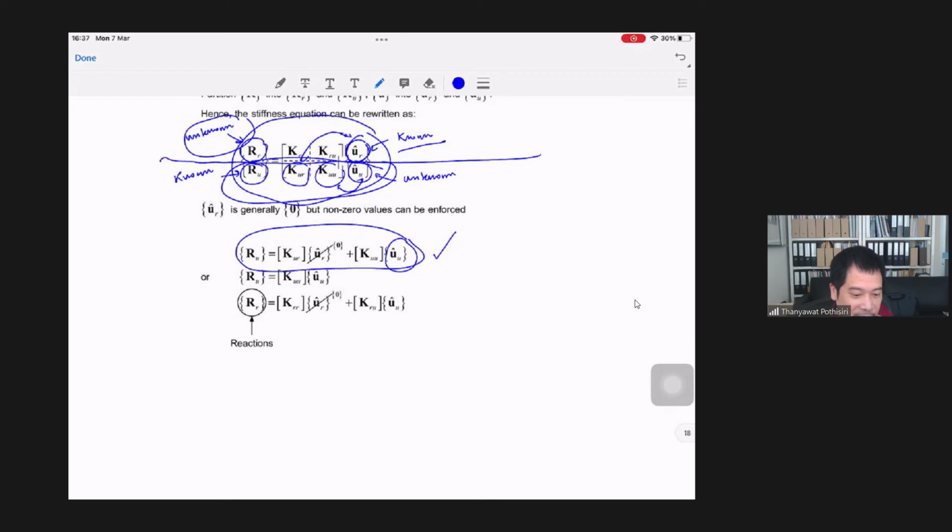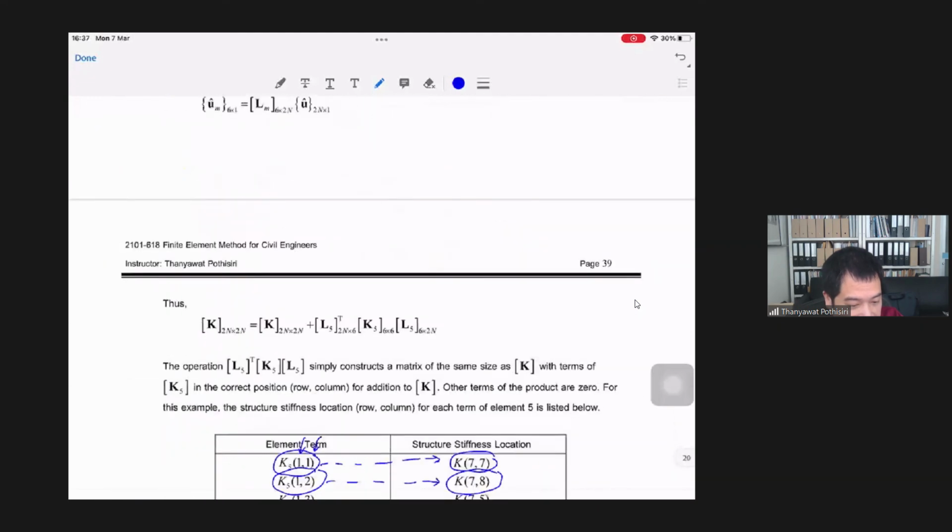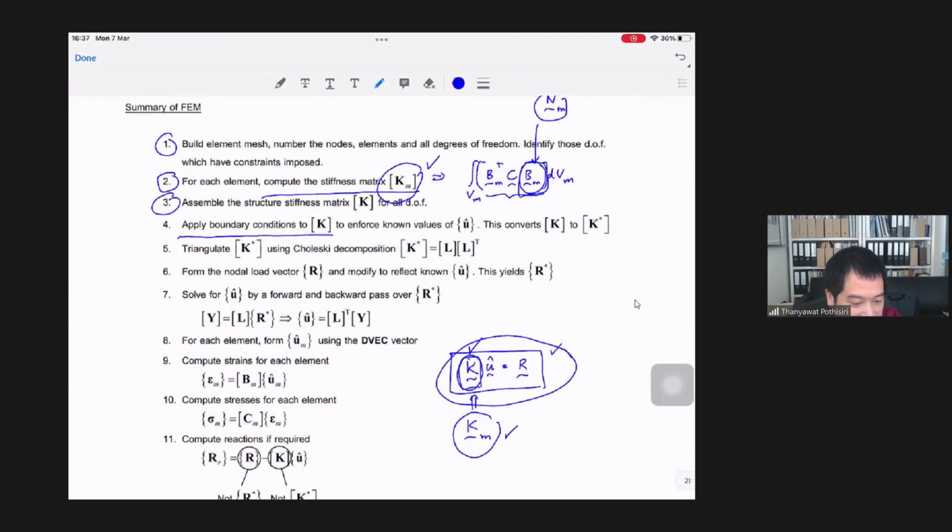Then if you do this correctly, you should be able to obtain the unknown displacements. And once we obtain the unknown displacements, you solve for them. Now, once you obtain the unknown nodal displacements, you can come back to compute whatever you'd like to see within each element of the structure.